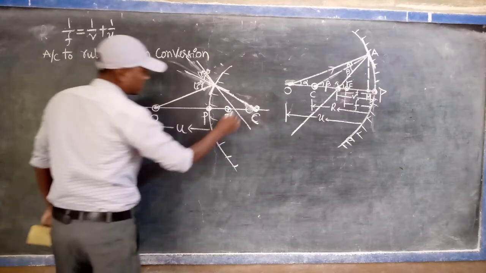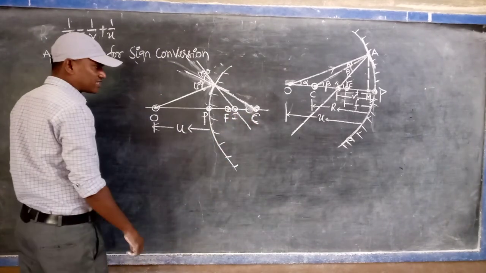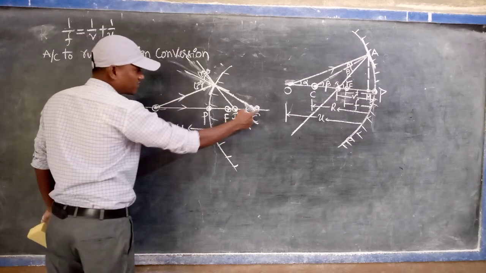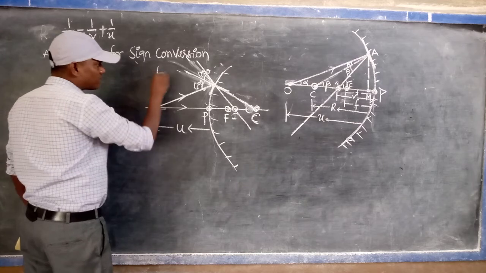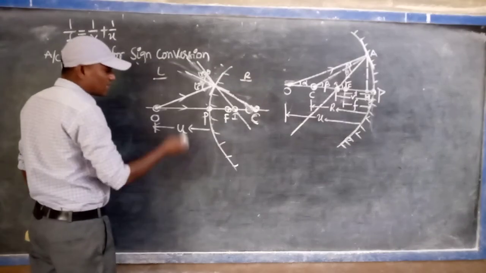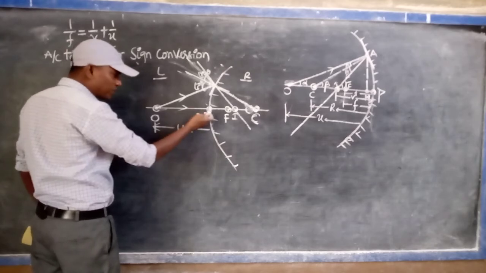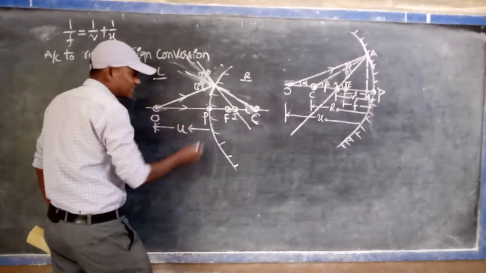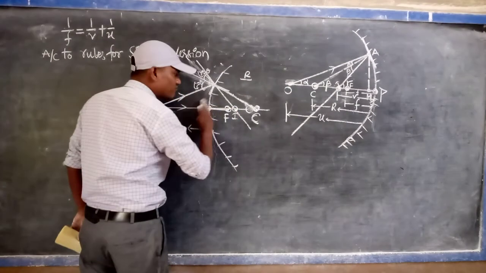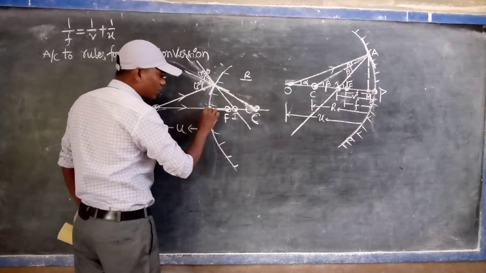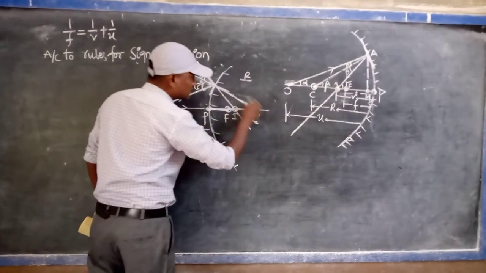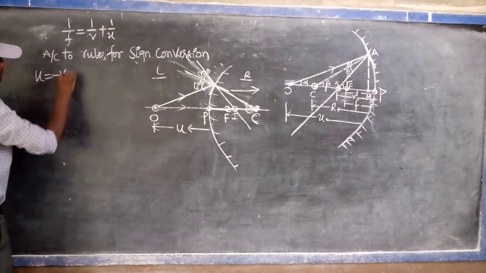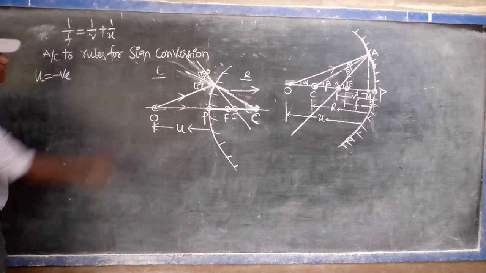Now here we observe that the image will be found here. The distance from P to O is opposite to the direction of the incident ray. The ray moves from left to right, but the object distance P to O is measured right to left, opposite to this. The distance from P to F is left to right, in the direction of the incident ray. P to I and P to C are also in the same direction. Only this one is opposite, so u is negative for the convex mirror.